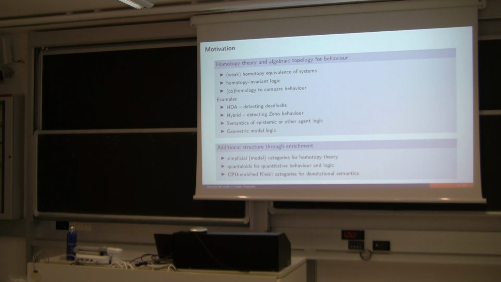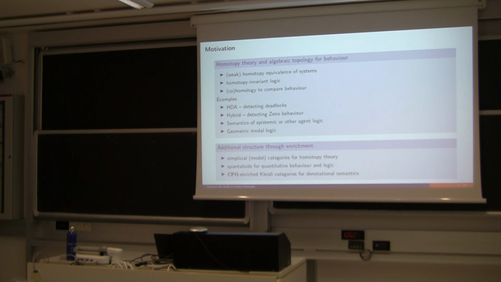But there's not really a good theory that generalizes invariance under homotopy and these kinds of things. That's what I'm interested in studying. And there are more things you can do. For example, for higher-dimensional automata, you can detect deadlocks. In hybrid systems, you can detect so-called Zeno behavior, which is behavior that is not physically realizable, by using methods from homology theory. That's the next step after. But let's start with something more basic.